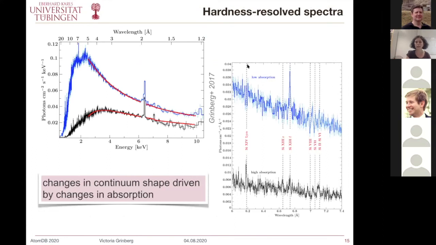And again, similar to the case of Cyg X-1, if we actually look into the details of the spectra, if you look at the more high resolution details, we see already by eye that things did change. Just look at this whoppingly strong forbidden line in the low absorption spectrum.